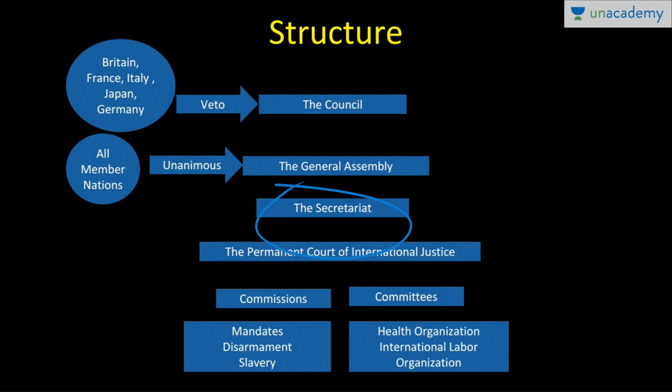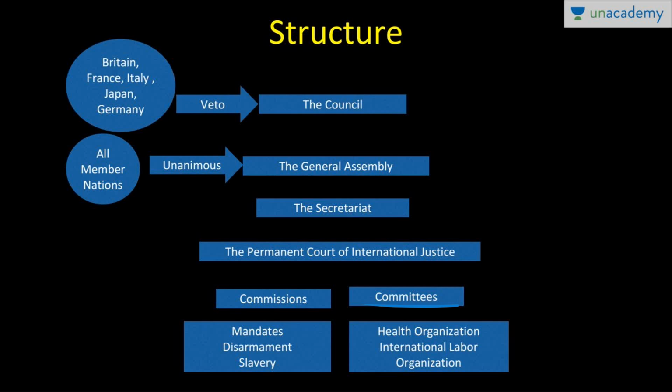The Secretariat looked after the paperwork, and it won respect for being high quality. Then there were a lot of commissions and committees. Commissions included mandates, disarmament, slavery, and a number of these were formed to deal with specific problems. They included mandates, military affairs, minority groups, and disarmament. They were the problems after World War One. And there were committees for international labor, health, economic and financial organization, drug problems, women's rights, child welfare.